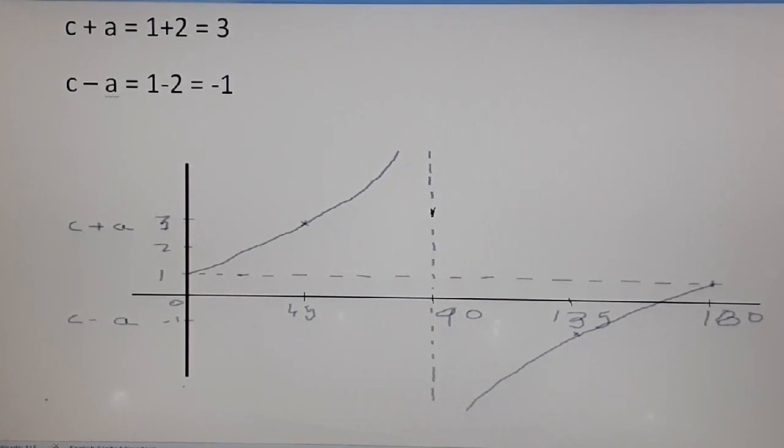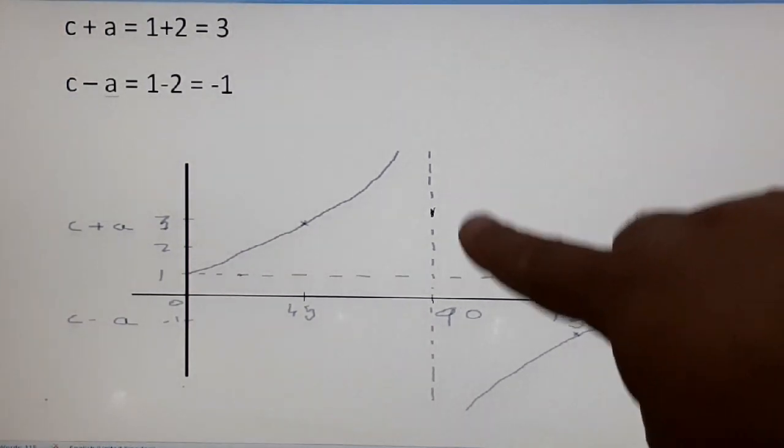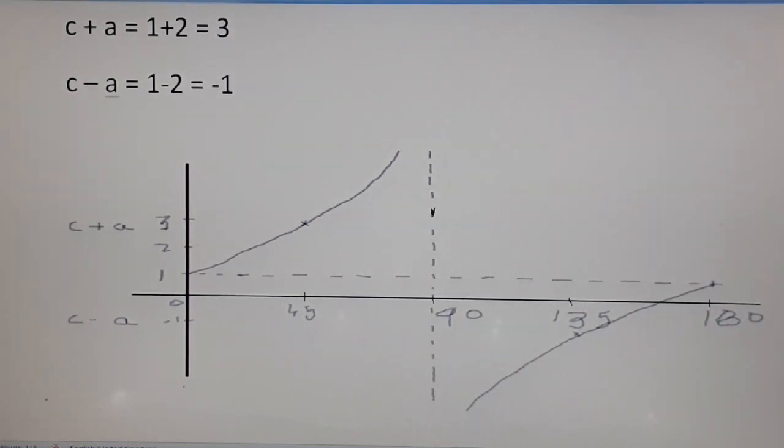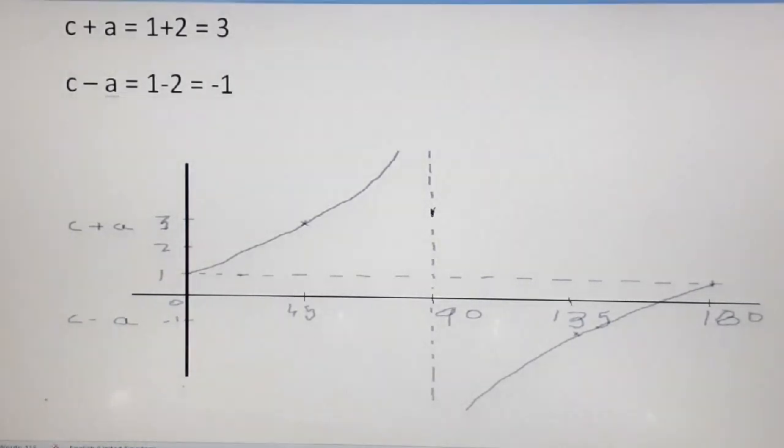Let me tell you one thing more. This vertical dotted line is a very important line, and it's a very important part of the sketching. This is called the asymptote line, and it must lie on the middle value of the period. I repeat, the asymptote must lie on the middle value of the period, and it should be vertical. So here we have a 180 degree period, so it should lie on 90 degrees.